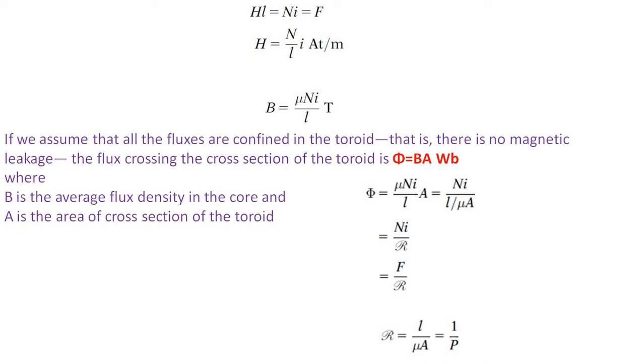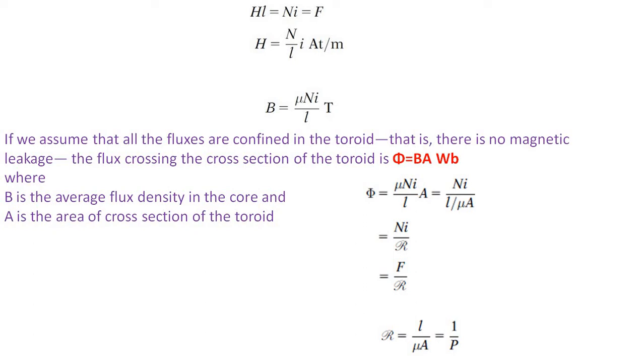The flux crossing the cross section of the toroid, phi, is equal to B into A. That means magnetic flux density is equal to phi divided by A, flux by area, Weber per meter square. Here flux is equal to flux density into area, that means Weber, where B is the average flux density in the core, A is the area of cross section of the toroid.